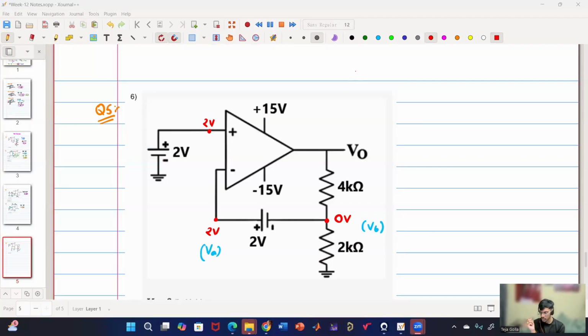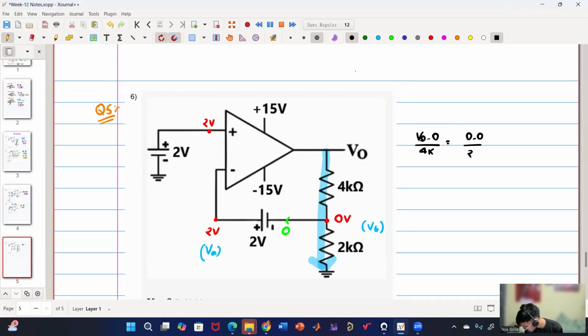4 volt. So Parvatam says V naught is 4 volt. Okay. Others, how to solve for V naught? Any idea? Zero by 2k equal to V naught by 4k. Yes, very good. So you are basically applying KCL because you are telling that this current is 0. So you are considering the current to be flowing in the downward direction. So you have applied KCL. So you are saying V naught minus 0 by 4k equal to 0 minus 0 by 2k. So what is my V naught?